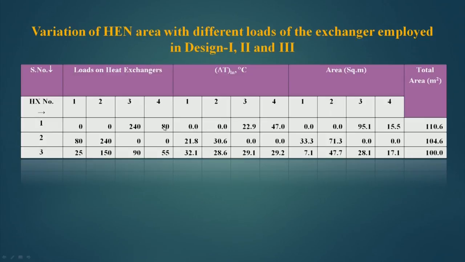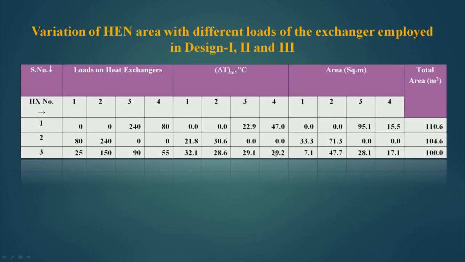So, the 80 kilowatt capacity heat exchanger is employing the available driving force in a far better way than the 240 kilowatt heat exchanger. And that is why this heat exchanger will increase the area of the HEN, because it is not utilizing properly the driving force which is available with it. This we will also see in the figure.